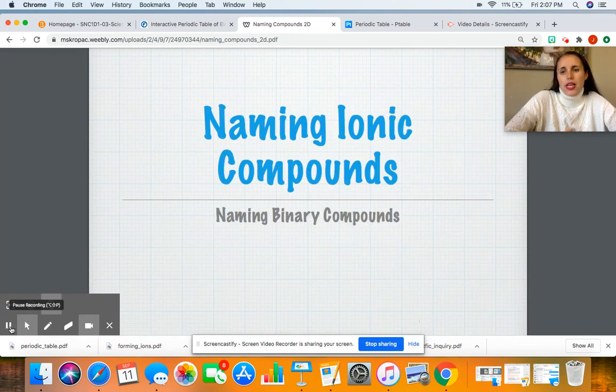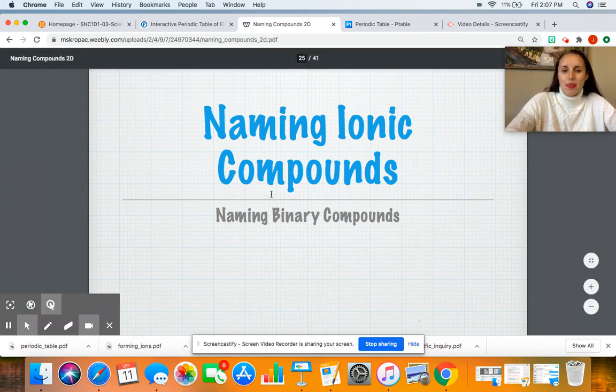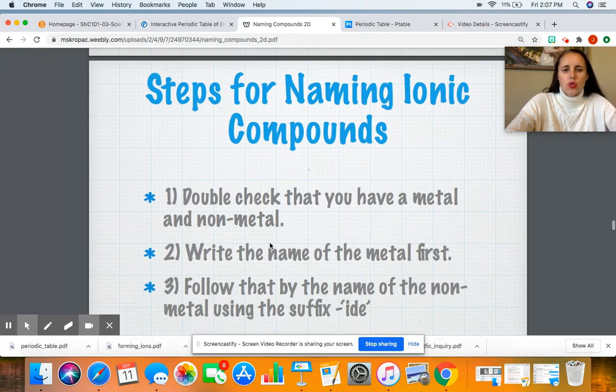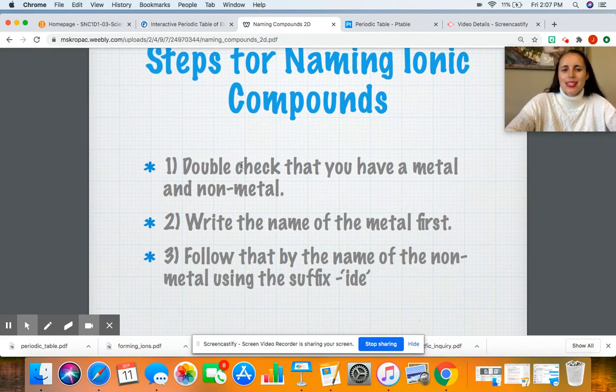All right, now that we've dealt with the formula part of ionic compounds, we are now going to look at naming ionic compounds. Naming ionic compounds is much easier than the formula. Once you've done the formula part, which you just did with that crossover rule, naming is much easier. So we're going to take a look at these steps for naming.